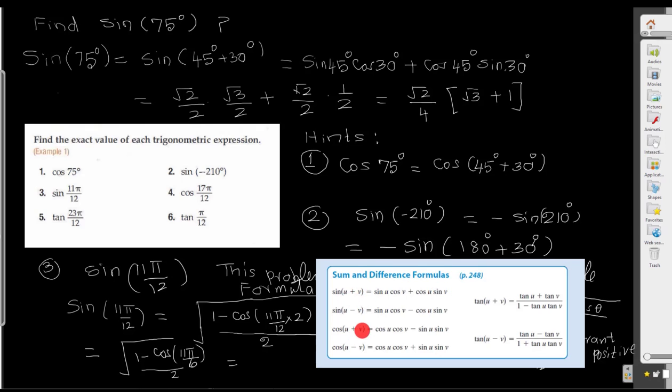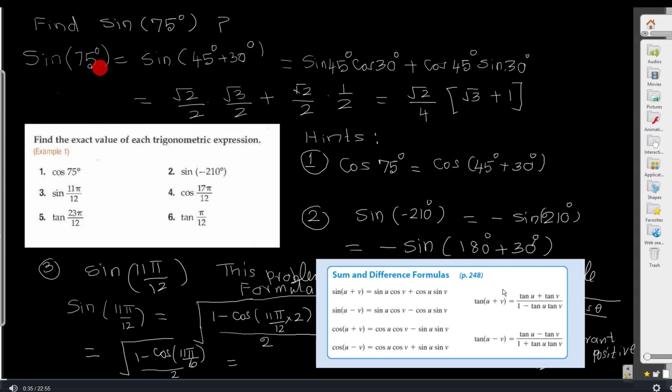Okay, in this one, you're going to find sine 75 degrees. There are two ways you can do this problem. One is, you can say 75 degrees is 45 plus 30 degrees. Then you can use this formula over here, the sum and difference formula. So you can take that approach, or you can do the double angle approach, double angle or half angle, whatever.